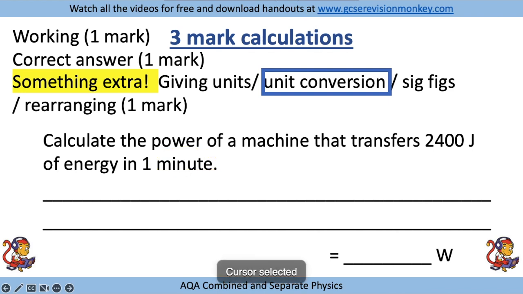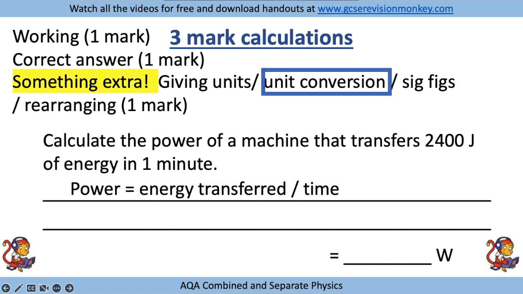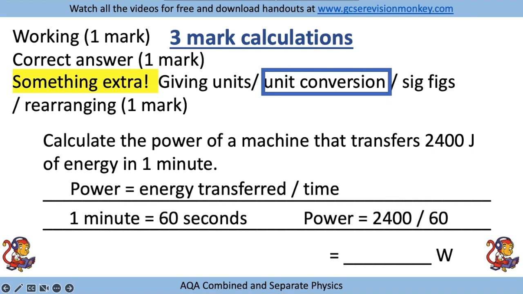So you write down the equation, show your conversion, 1 minute equals 60 seconds in this case, put your numbers in. So rather than 2,400 divided by 1, it's now divided by 60 because you've converted it, and then show your answer. So look out for that in a 3-mark question. It could be that that's where you're getting the extra mark.